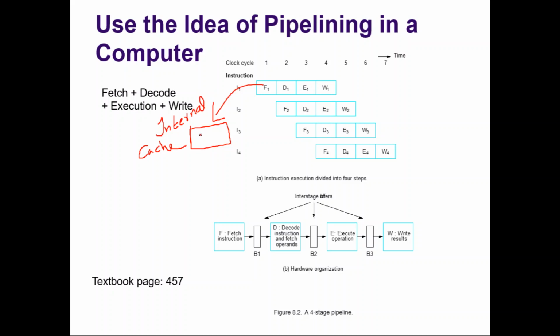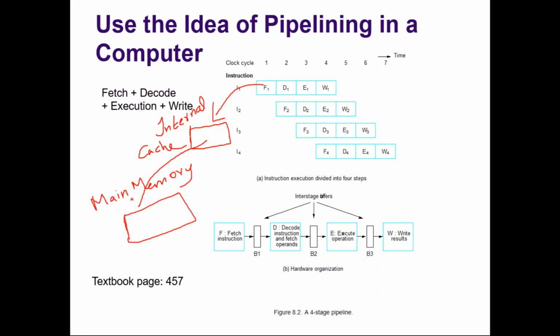But assume that the instruction is not in the cache, there is a cache miss. Then what will happen? The instruction has to be fetched from the main memory, but accessing the instruction from main memory will be very slow. Surely it will take more than one clock cycle. It may take 2 or 3 clock cycles, or sometimes 4 clock cycles also.